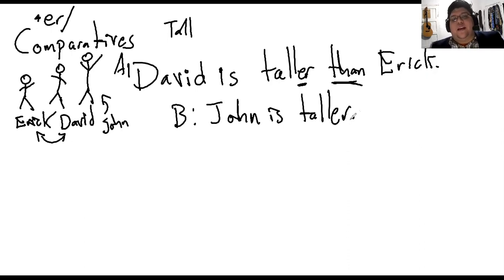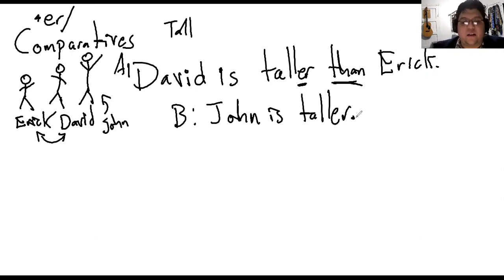And at that point in time, that's when everything gets a little bit different. Because there, I'm sorry, my bad. David is taller than Eric, John is taller. The reason why we don't have to use "than" is because we know who we're comparing.